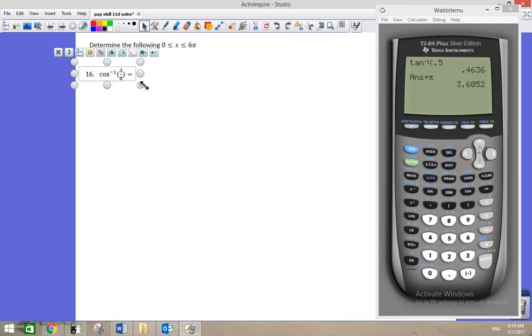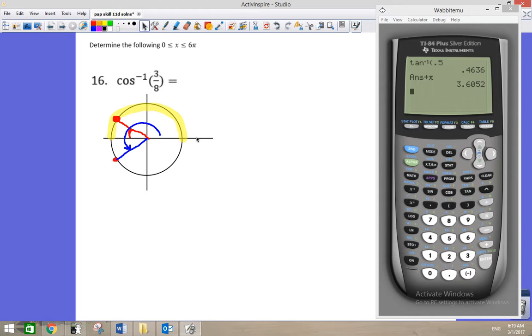For inverse cosine, it's going to use the upper half of the unit circle. And cosine is positive in quadrants 1 and 4. So I'm using these 2 points. Now this time the directions have changed and I'm going 0 to 6 pi. So I know that on 0 to 2 pi there's 2 solutions. On 0 to 4 pi, 2 more solutions. And on 0 to 6 pi, there's going to be 6 solutions.